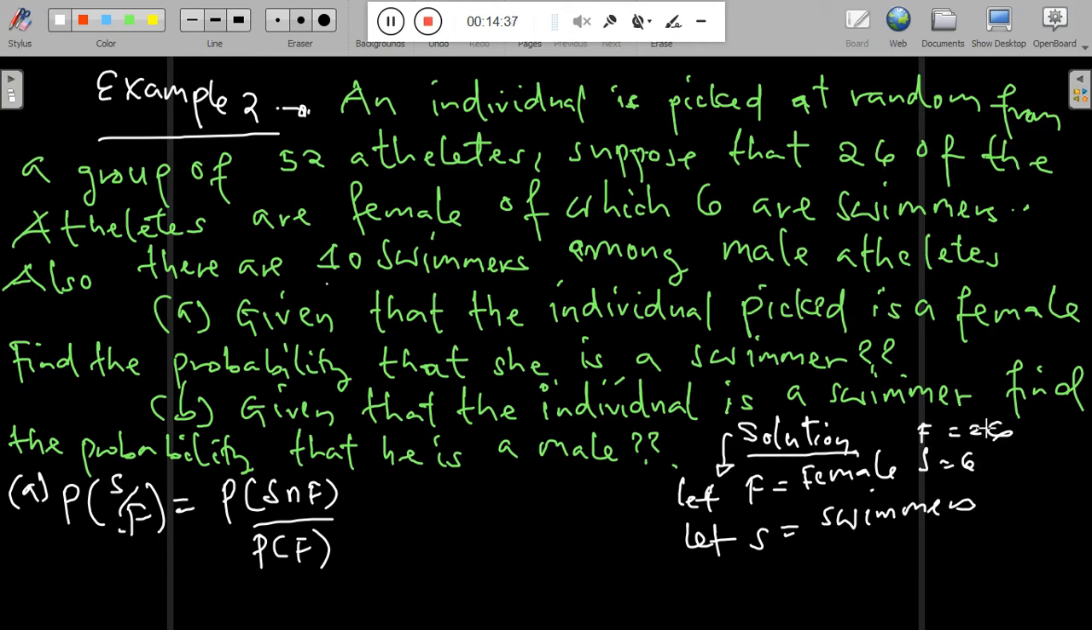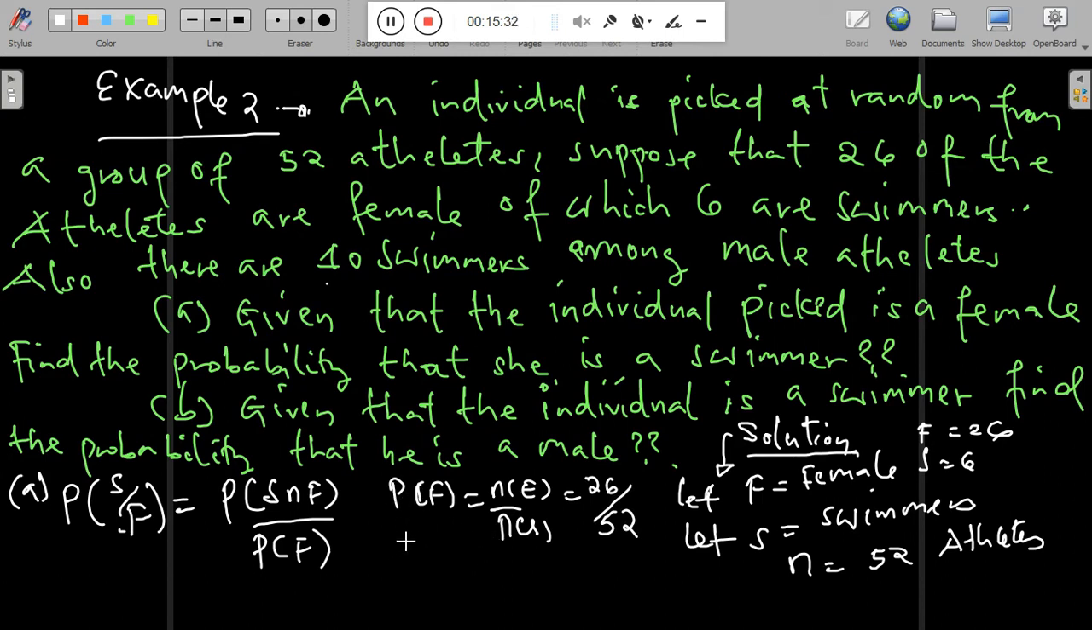Now, what is the probability of swimmer intersection female? Number of athletes were 52. Number of swimmers were 6. We are required to find the probability of S intersection F, that's swimmer intersection female. Now we refer to our question. Let's first find the probability of female. Probability of female is given by number of events over number of sample space. Since the females were 26, we divide by the total number of athletes, that is 52. We obtain the probability of F, that's female, equal to 26 over 52.